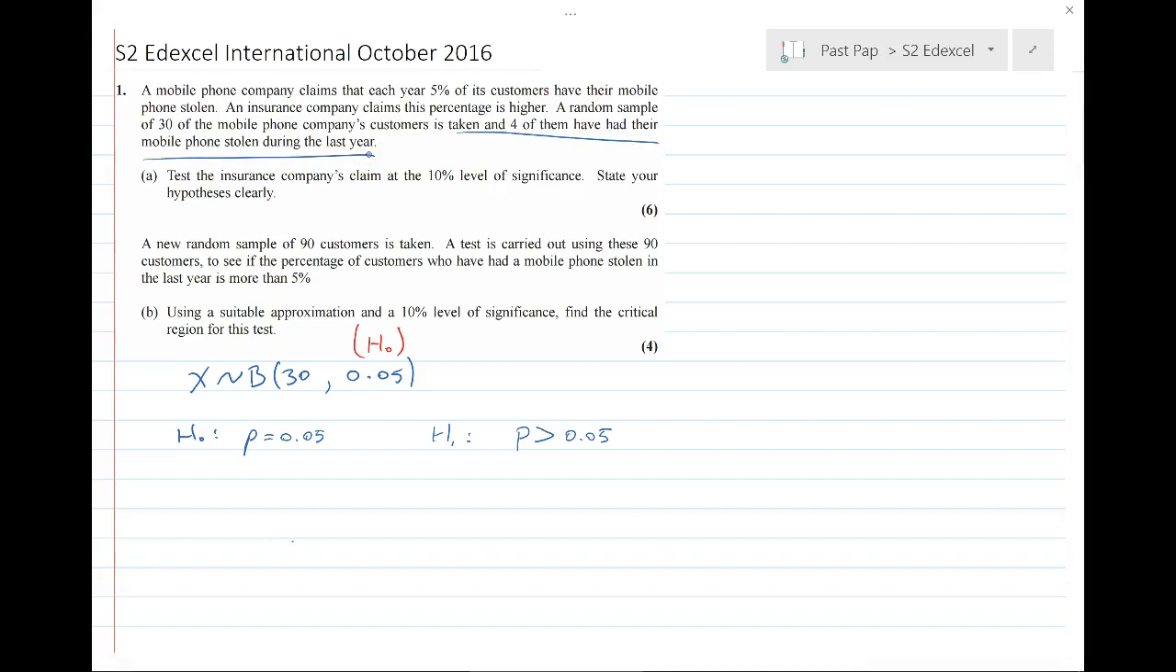Now it's one-tailed, so it's not difficult to find the direction of the inequality here. So we're going to find the probability that X is greater than or equal to 4, assuming the null hypothesis that p is equal to 0.05. That equals 1 minus the probability that X is less than or equal to 3, because it's discrete. We're taking all the numbers except 0, 1, 2 and 3. So this equals, let's go to the tables to find that number.